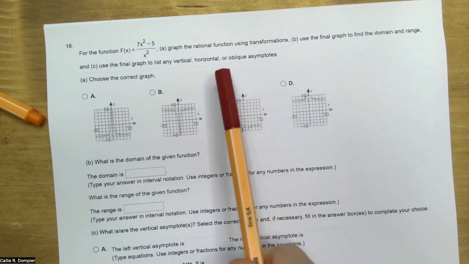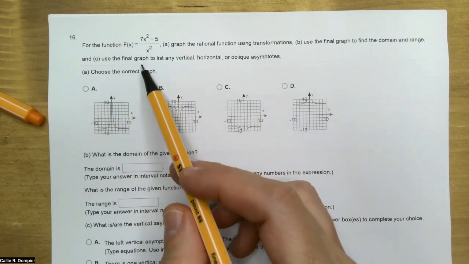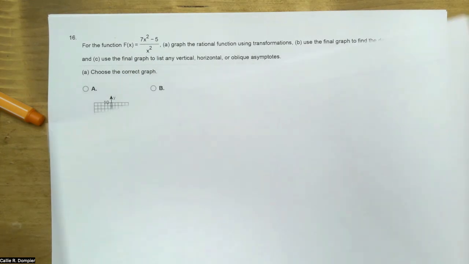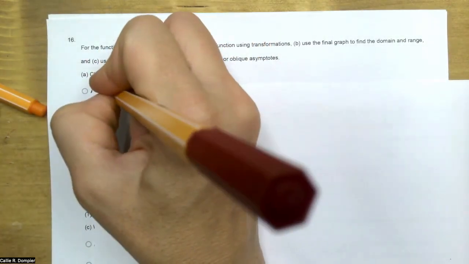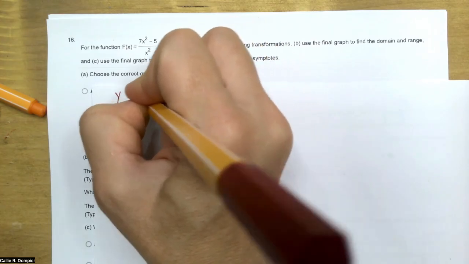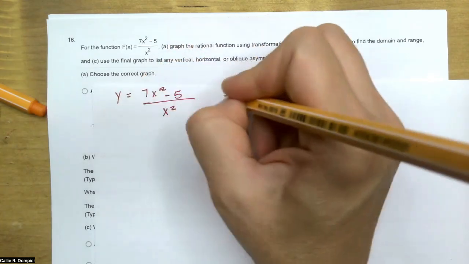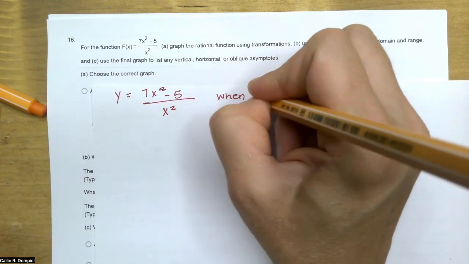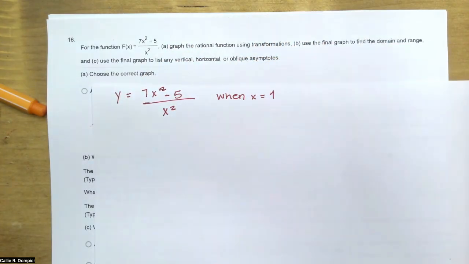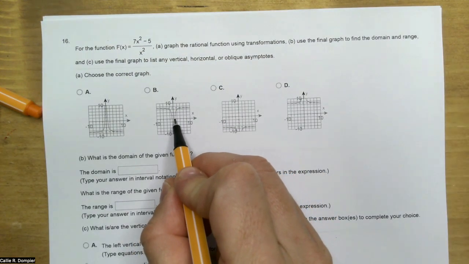If you don't know how to graph the rational function using transformations, what I would suggest is putting in a value for x and solving for y, because that will give us a point on the graph. Remember that f of x means y. So I'm going to say y equals 7x squared minus 5 over x squared, and let's say when x equals 1, what will y be?